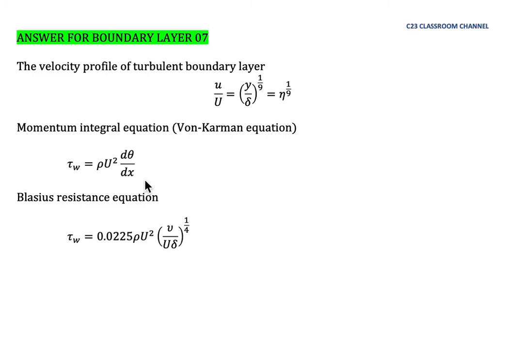And please bear in mind that we are solving a turbulent boundary layer, which means that we cannot use the shear stress from Newton's viscosity law. So we use the Blasius resistance equation. It can be commonly written for 1 over 9 as 0.0225 rho U squared, nu over U delta, to the power of 1 over 4. In some textbooks, they will write it as mu over rho U delta.